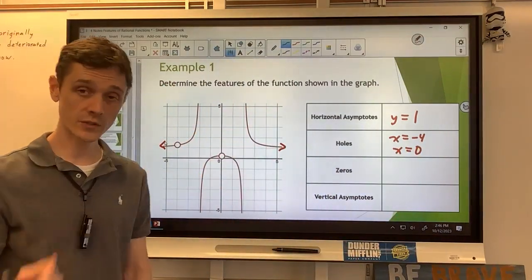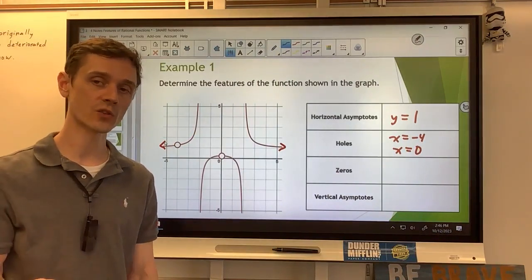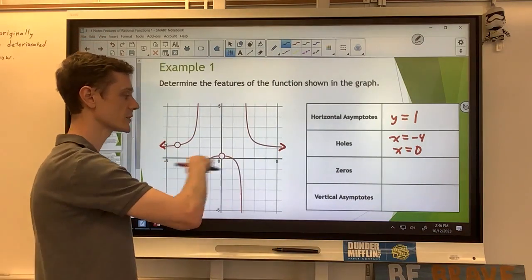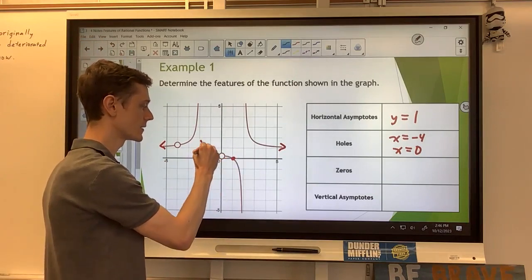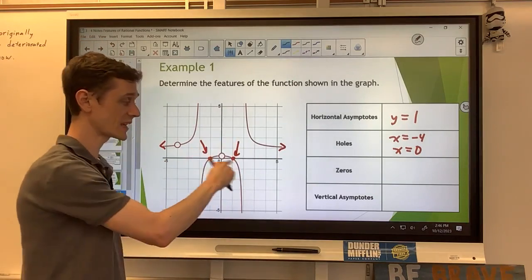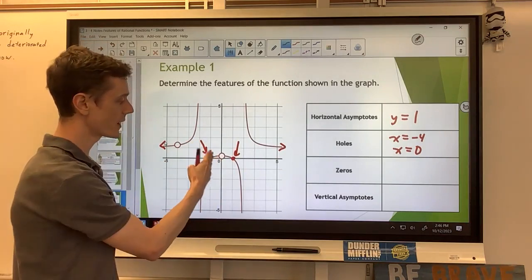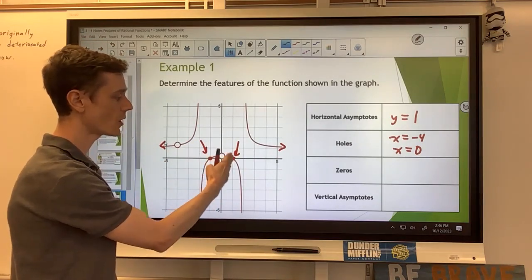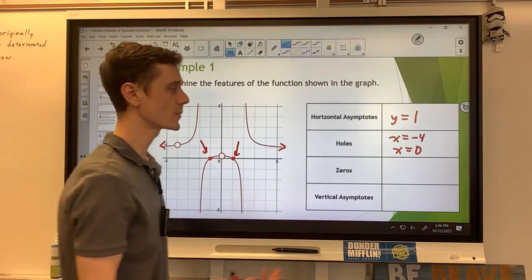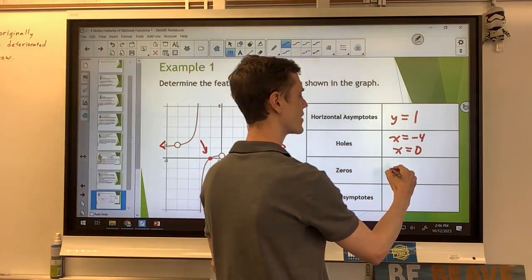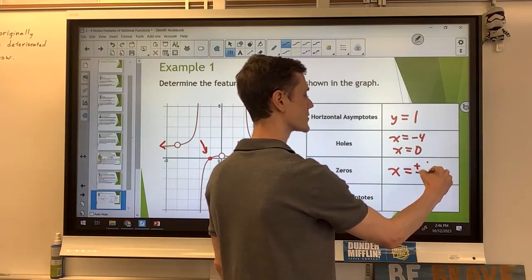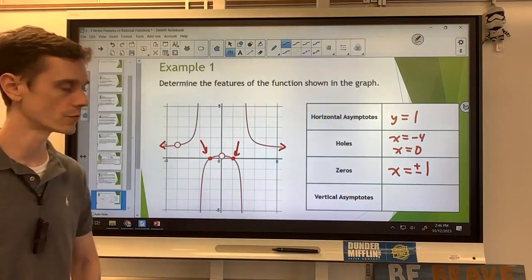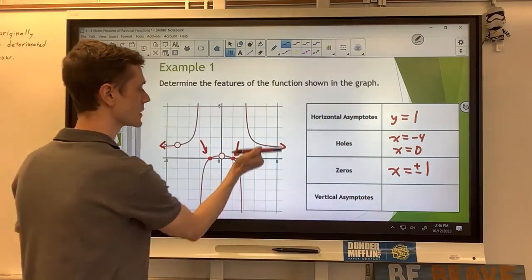Next, what are the zeros of the graph? That's where my function is actually touching the x-axis. Well, in this case, I see a dot here, and I see a dot here. Those are the places where my function is actually touching the x-axis. So my x values for this are at -1 and +1, which again, I could separate with commas, or when you have a plus or minus of the same number, a lot of times we just write that as plus or minus 1, just to save writing and be lazy, honestly.